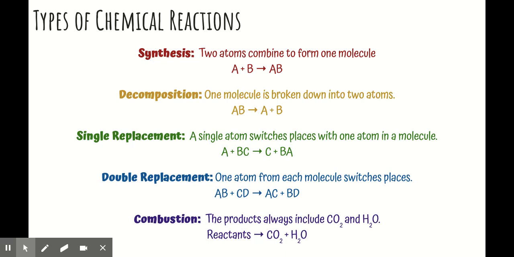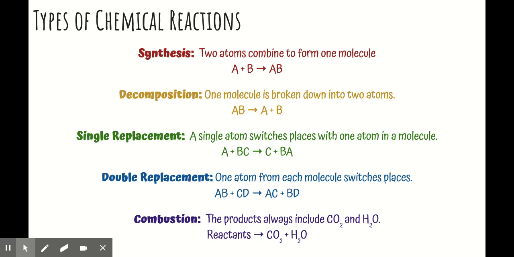The double replacement reaction is exactly what it sounds like. One atom from each molecule is going to switch places. Here in this example, we have an AB molecule plus a CD molecule that yields an AC molecule plus a BD molecule. So the C and the B switched places. Another real life example of that would be if you had 2 couples and they switched partners. If you had 4 people and they decided to switch the people that they were dating, that would be your double replacement there.